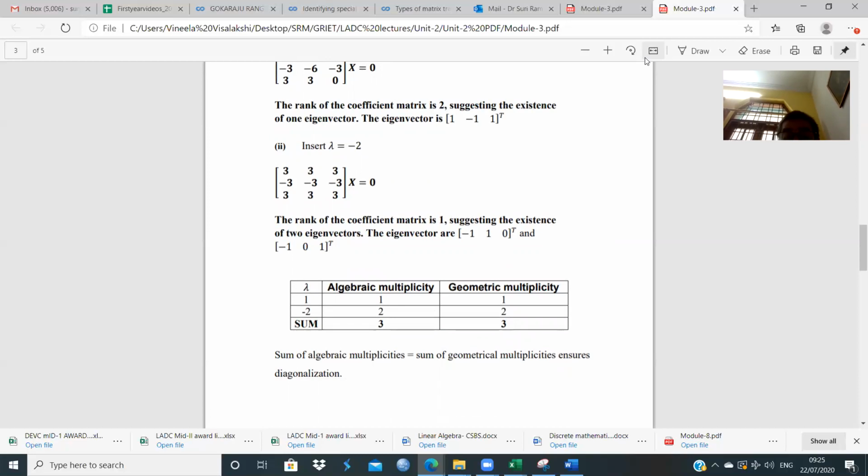Lambda equal to 1 is repeated only once, so it has only one vector. So algebraic multiplicity 1, geometric multiplicity 1. Whereas lambda equal to minus 2 is repeated twice, so algebraic multiplicity 2, and we got two eigenvectors, therefore the geometric multiplicity is also 2. The sum of algebraic multiplicities is the same as the sum of geometric multiplicities, so theoretically we can diagonalize.